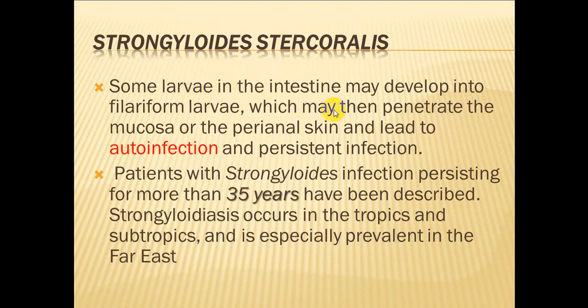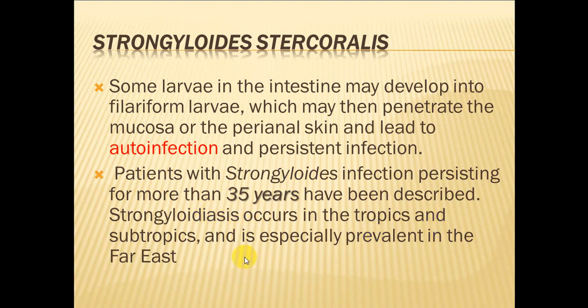Some larvae in the intestine may develop into filariform larvae, which may then penetrate the mucosa or the perianal skin and lead to auto-infection. Whenever you use your finger to relieve itching in the perianal area, there will be repeated infection, or auto-infection. The patient infects himself. Patients with strongyloidiasis infection persistent for more than 35 years have been reported.